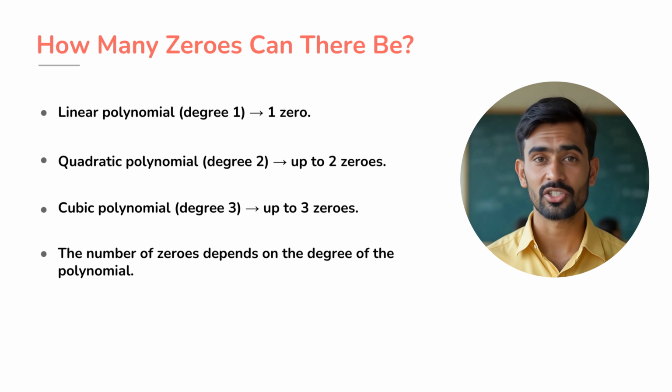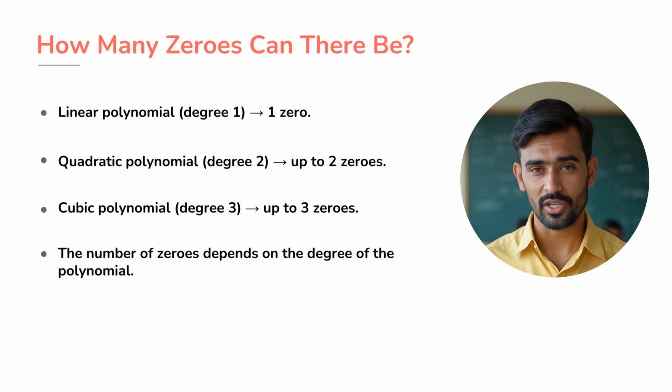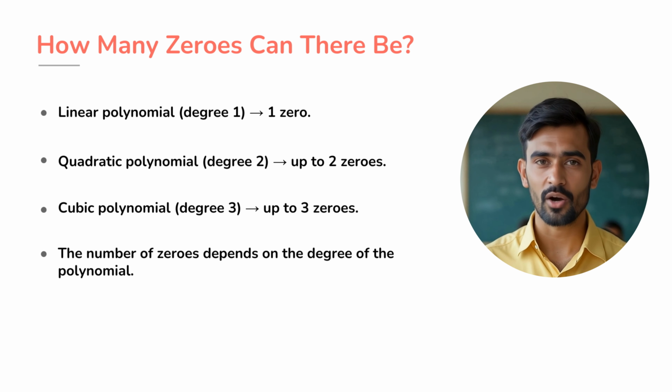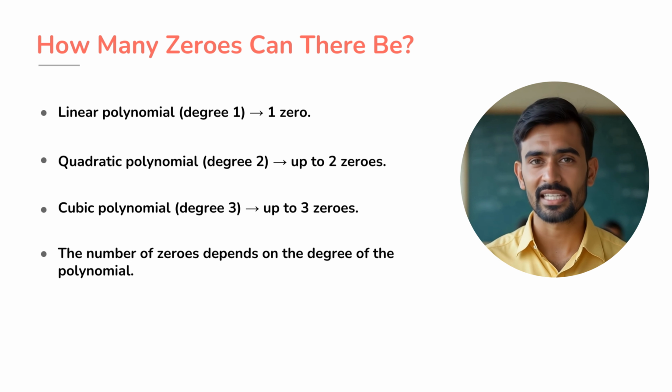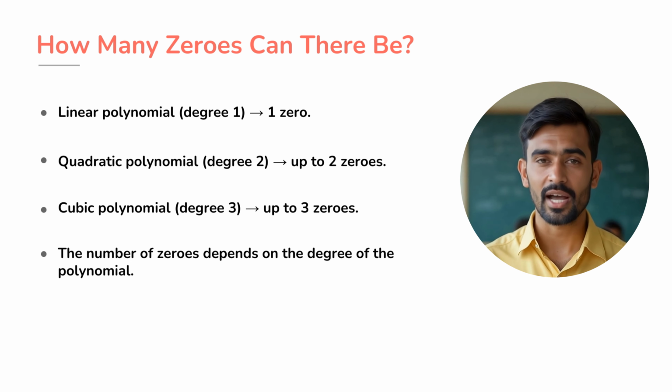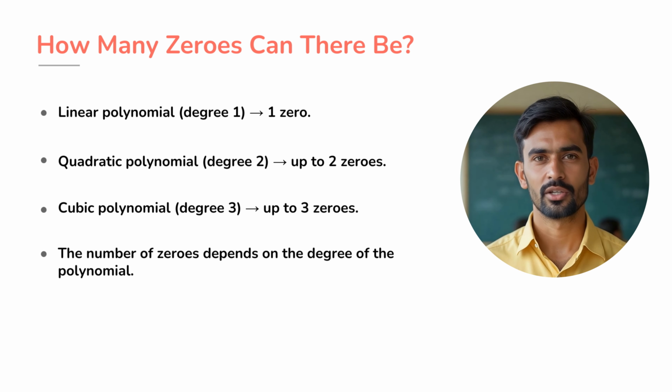Now here's a great question. How many zeros can a polynomial have? The answer depends on its degree, which is the highest power of the variable. A linear polynomial, degree 1, has exactly 1 zero. A quadratic polynomial, degree 2, can have up to 2 zeros. A cubic polynomial, degree 3, can have up to 3 zeros. The higher the degree, the more possible zeros a polynomial can have. And each zero is like a fingerprint. It tells you something special about that polynomial.